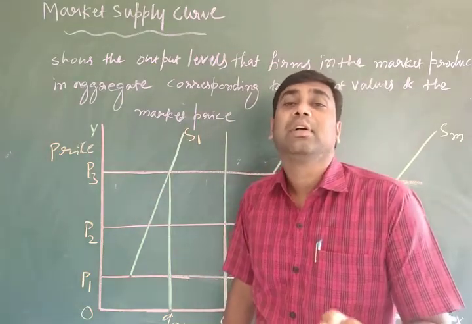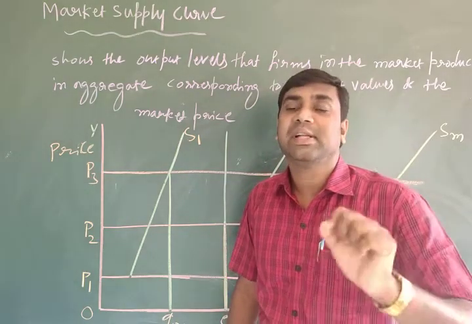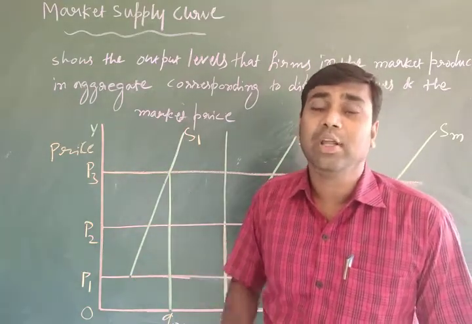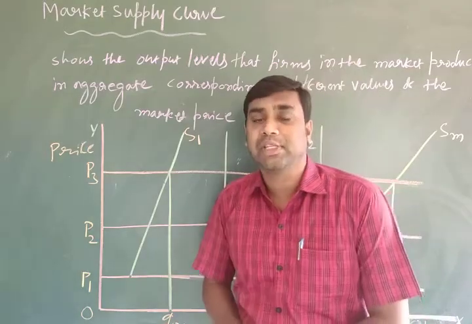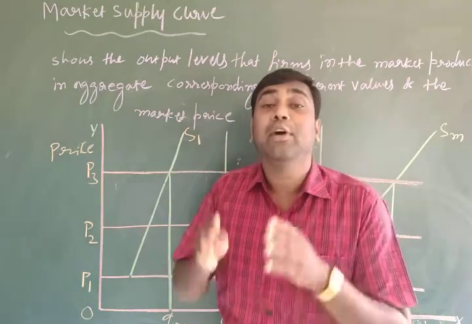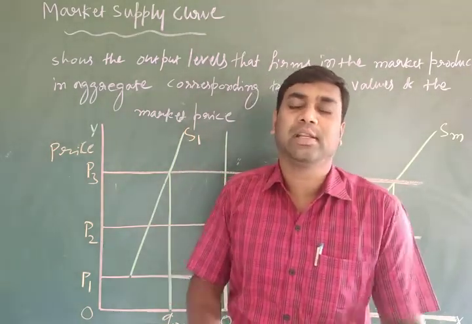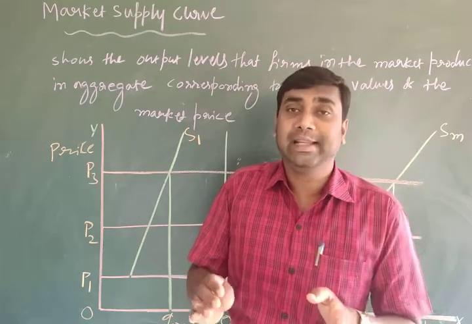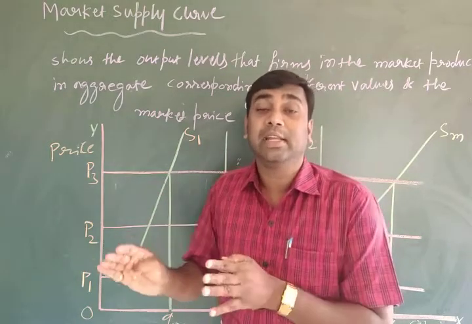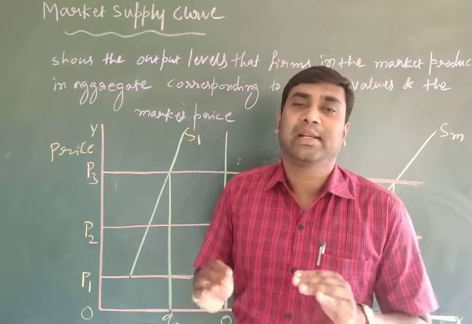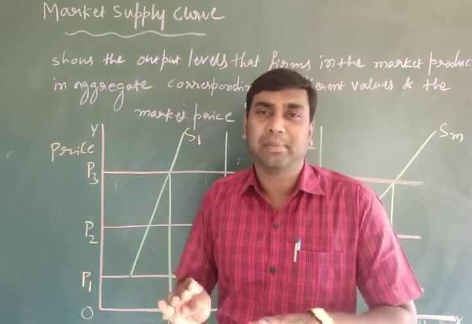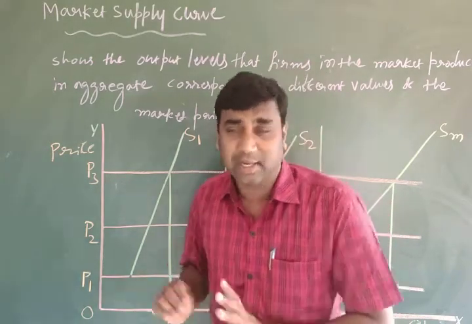A single firm shows the quantity of supply at different prices. That is the individual supply curve. If all the firms show the quantity of supply in the market, that is called the market supply curve. How can we understand this? By adding the individual supply curves, we can get the market supply curve. The market supply curve shows the quantity of commodity supplied by all the firms in the market.